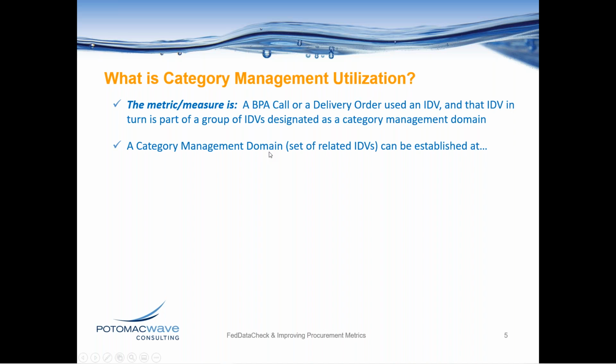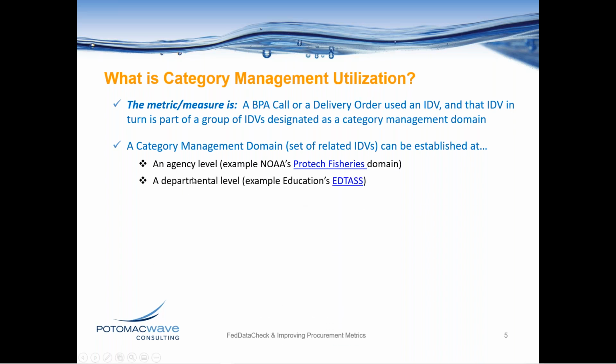The category management domain, a set of related IDVs, can be established at the agency level. NOAA's ProTech Fisheries is an example. It can be established at the department level, Education's EdTAS, or at the federal-wide, government-wide level, GSA's FSSI wireless program. So it can be at the agency, department, or federal level, that you can establish these collections of IDVs that you want your contracting officers and specialists to use.